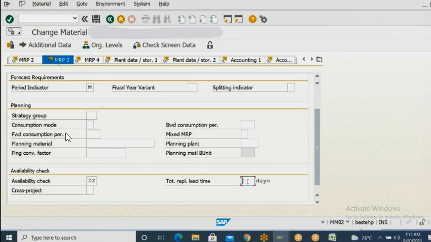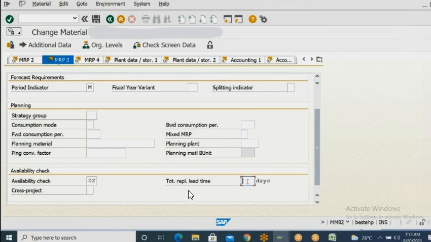The strategy group field is also one of the parameters to determine requirement type in the sales document. So what is the criteria to determine requirement type in the sales document? Strategy group, MRP group, item category plus MRP type.